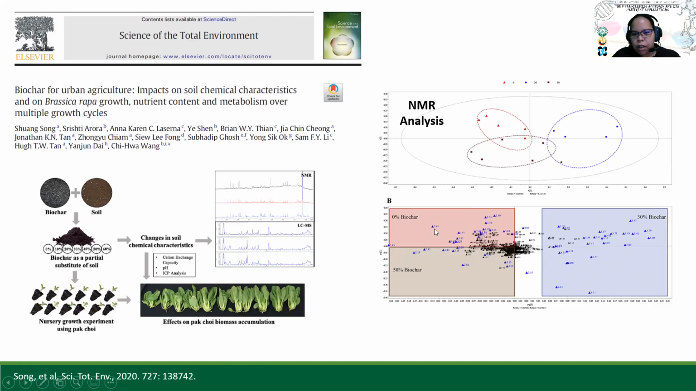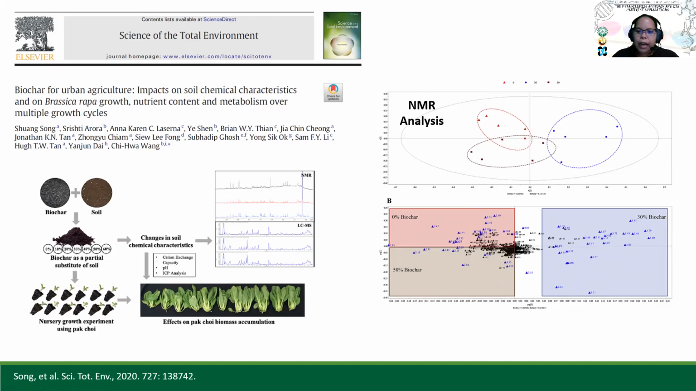The variables here are actually the chemical shift values, or the ppm values, of your NMR spectra. This region covers more of the carbohydrates. From the spectra, these values cover the carbohydrate region of the proton NMR spectra. This shows that with application of 30% biochar, there is an increase in these metabolites, mainly carbohydrates.